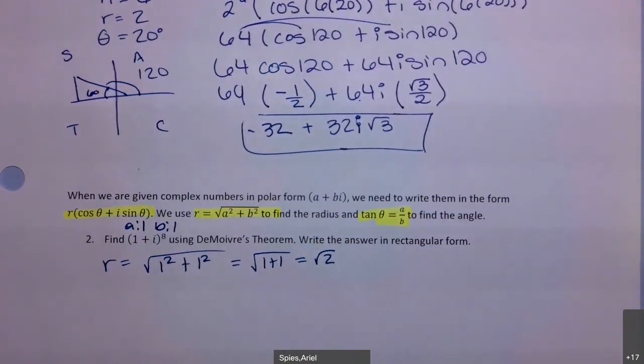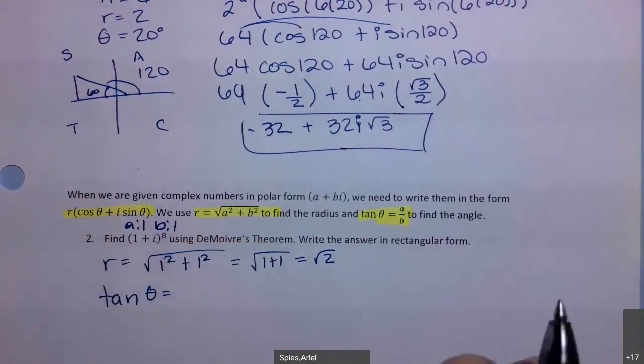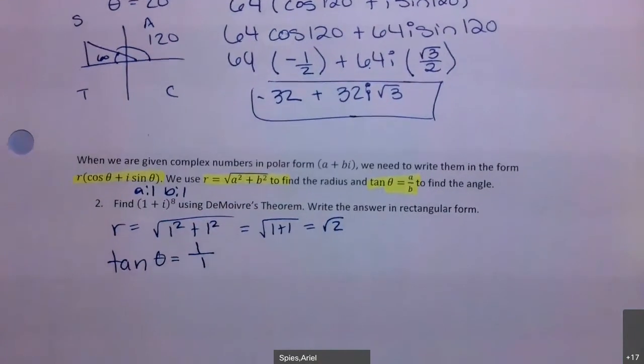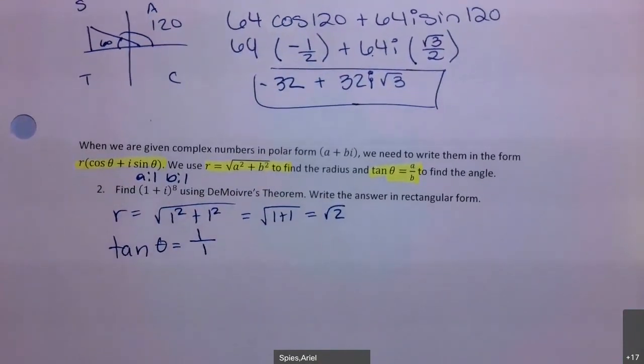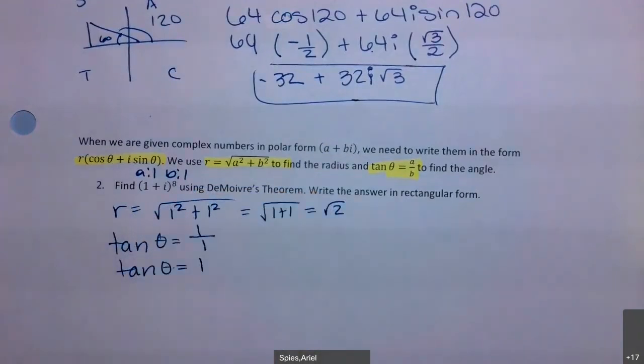Then the next thing I want to find is the angle to plug in. I do this by taking tangent of theta equals my a value divided by my b value. So a was 1, b is also 1. So really I have tangent theta equals 1. Then I want to look back at the chart from chapter 1 to see where tangent equals 1, what angle degree it is.